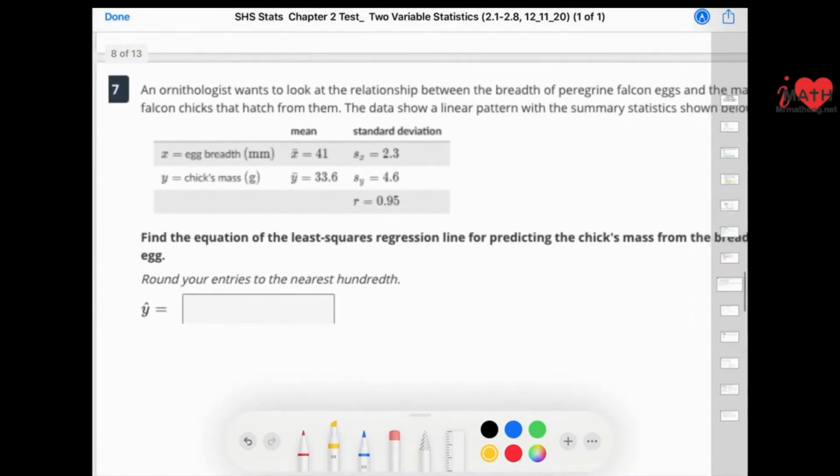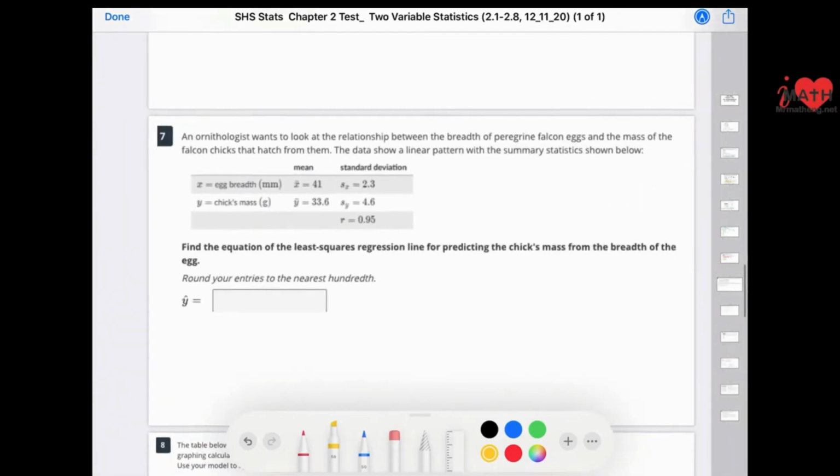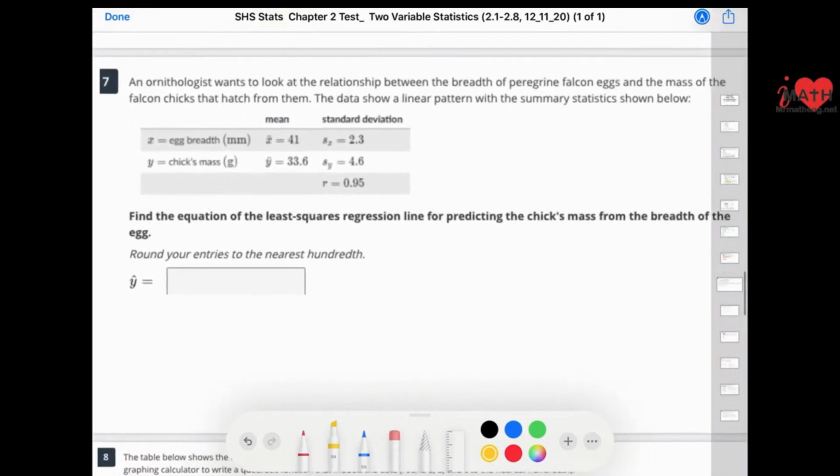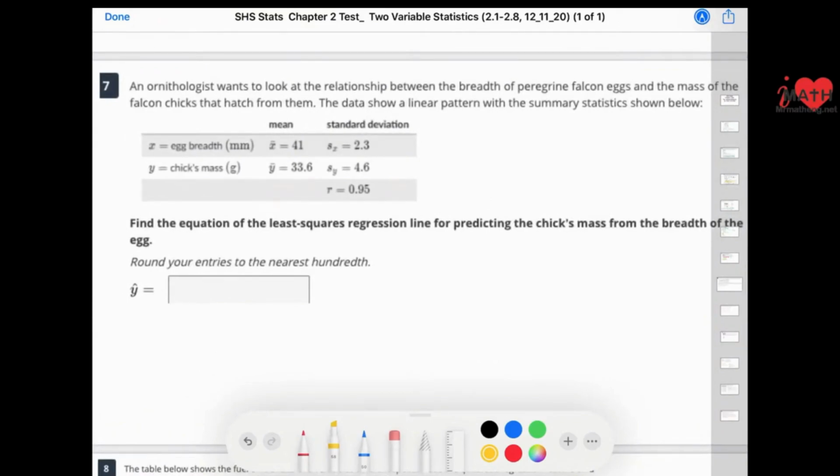Okay, question number 7. I don't even know what that is. An ornithologist wants to look at the relationship between the breadth of a peregrine falcon egg and the mass of the falcon chicks that hatch from them. The data show a linear pattern with summary statistics below. Linear pattern, so that is a least squares regression line, and then summary statistics.